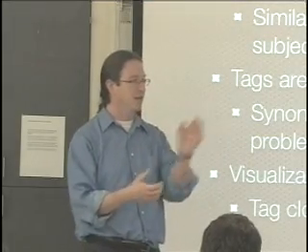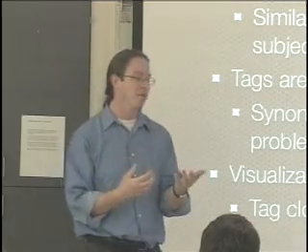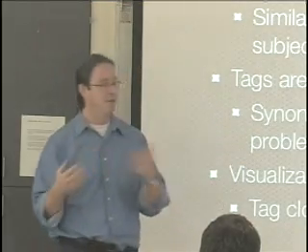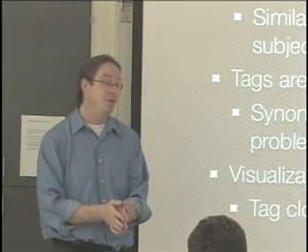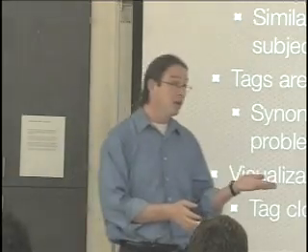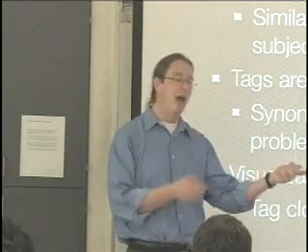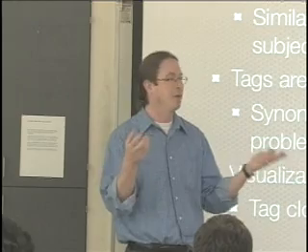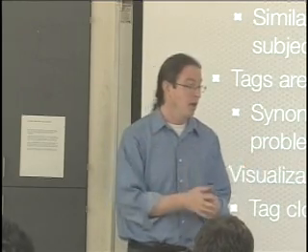It's just a string that gets attached to a document. So you're vulnerable to all the sorts of problems that you come up with in any sort of information retrieval problem. Synonyms, right? So I tag an article cat and you tag it kitten. How do we know those are the same thing?